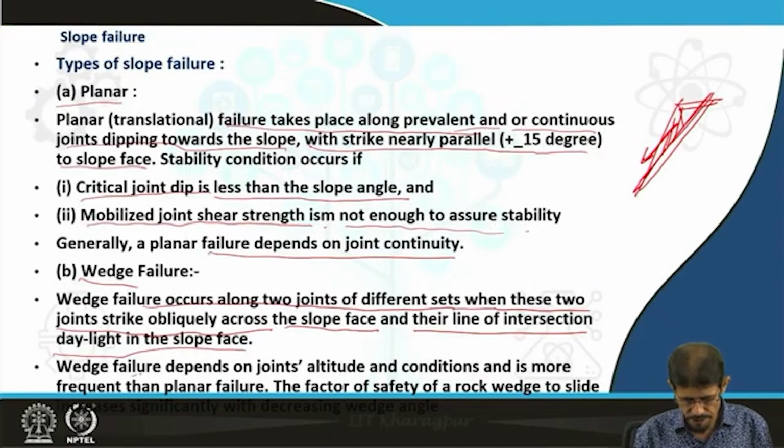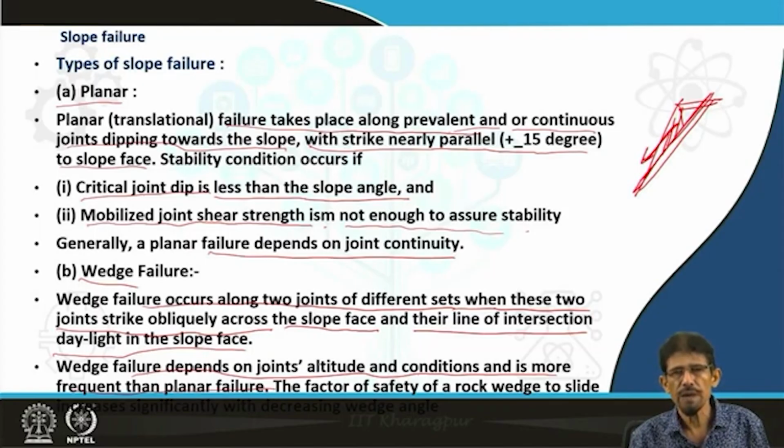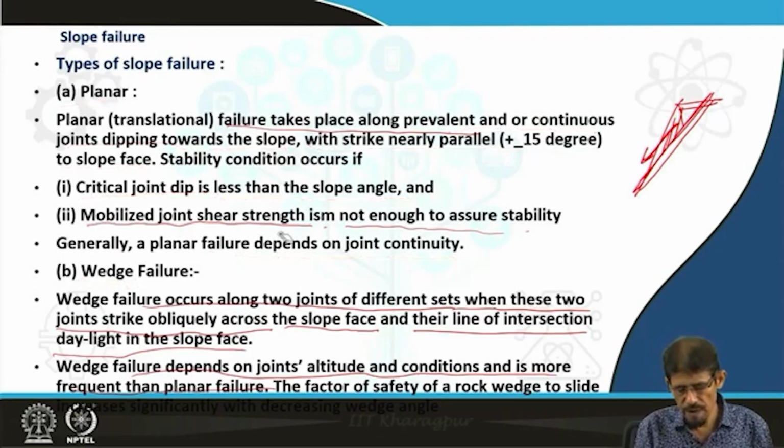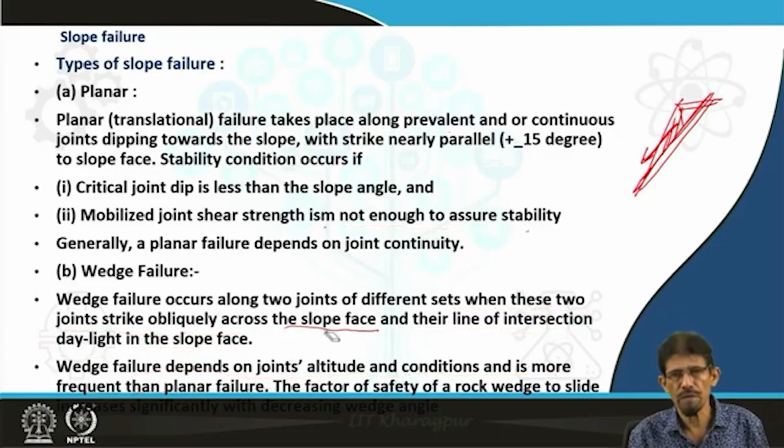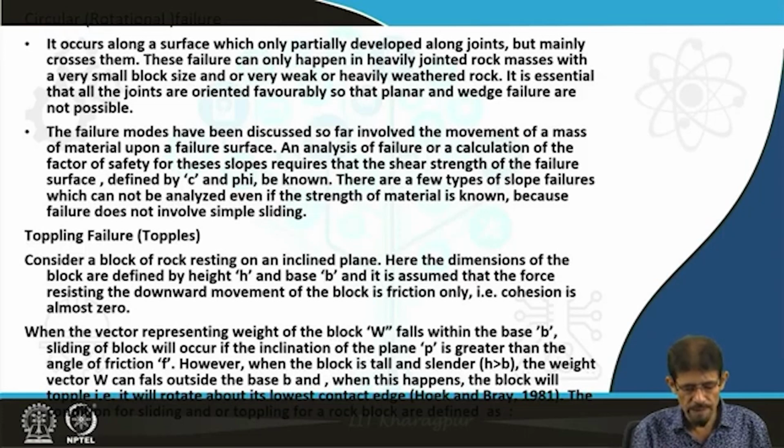The wedge failure depends on joint attitude and conditions, and is more frequent than the planar type of failure, because in nature we have more than one set of discontinuities, and that shows detachment of rocks and slide. Therefore in nature we get wedge type of failure more in comparison to planar failure. In addition to this, we have circular failure. Circular failure dominates in highly fractured rock or in soft material.